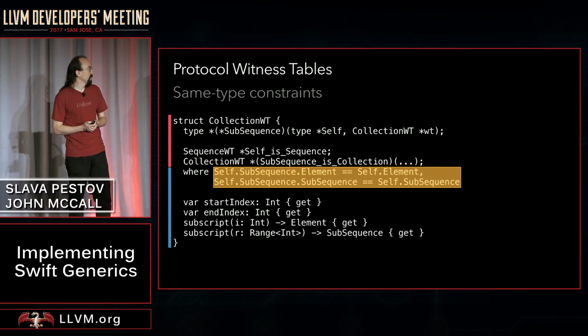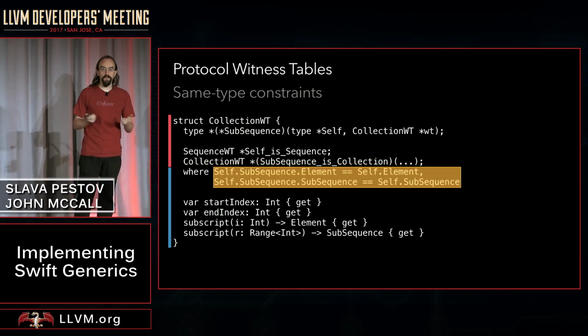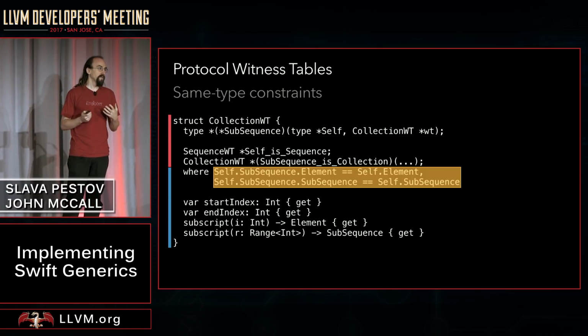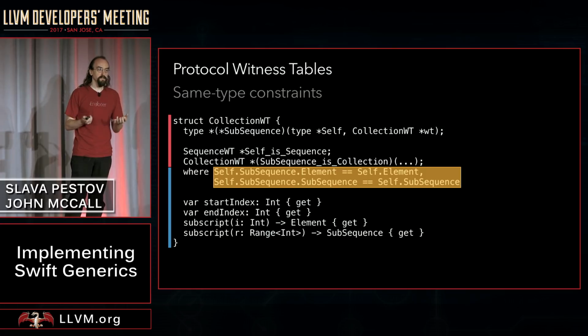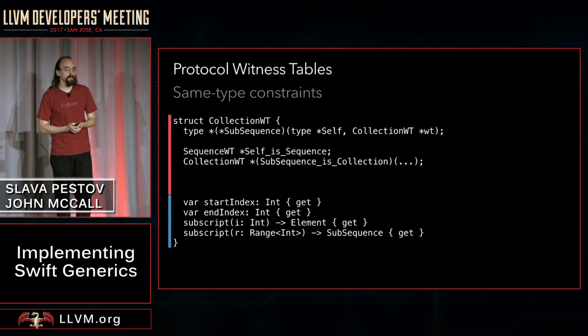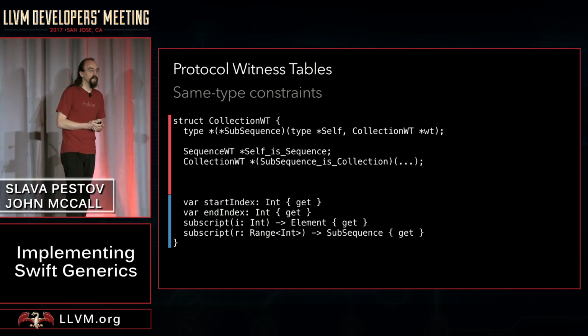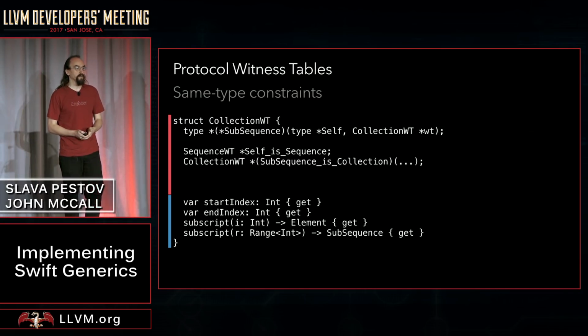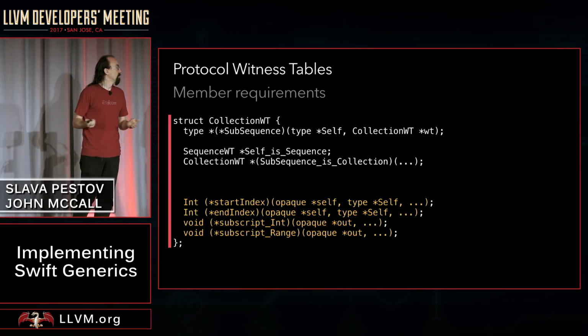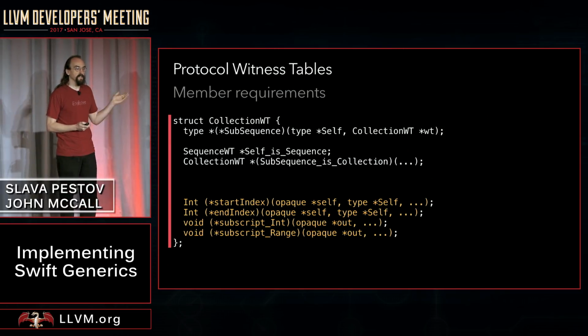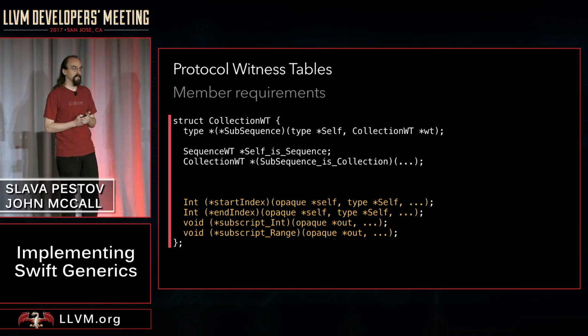The next set of requirements in here are these type equality constraints. But the type equality constraints aren't really needed at runtime. They're very important for the type checker, but for the overall system at runtime, that's just information that we assume. So these just completely disappear in the protocol witness table. And finally, all of these function requirements just turn into function pointers, just like an ordinary vtable. And that's it. That's how we generate a protocol witness table.